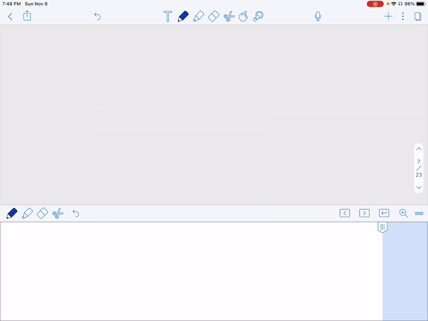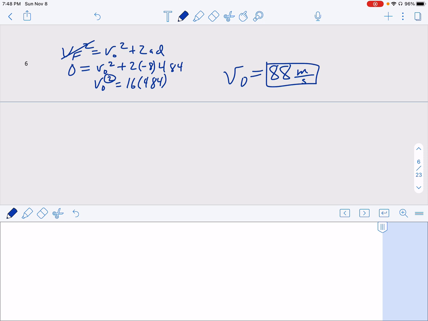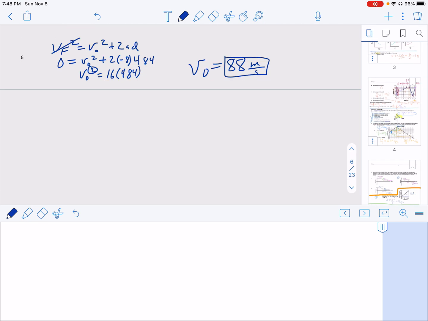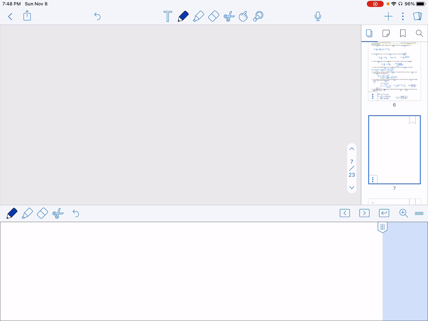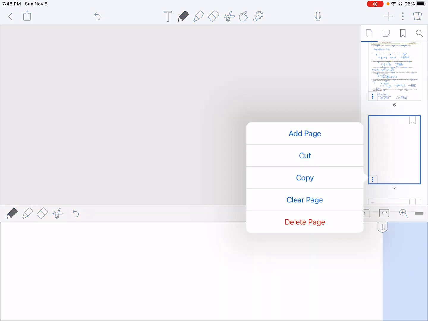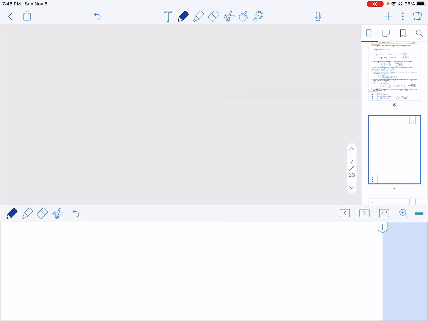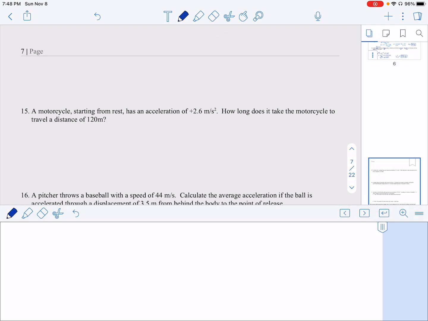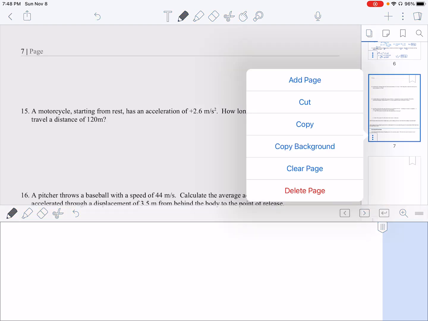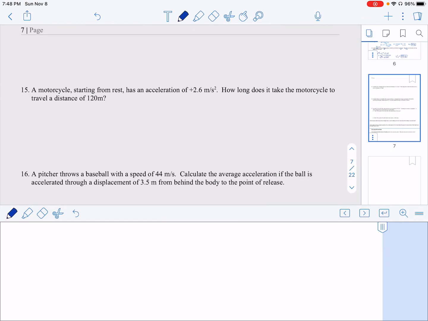And I didn't need this page. I had this extra page in case I needed it, but I wrote small. Delete page. Not that it matters too much. Okay, so I'm on 15. Yep.